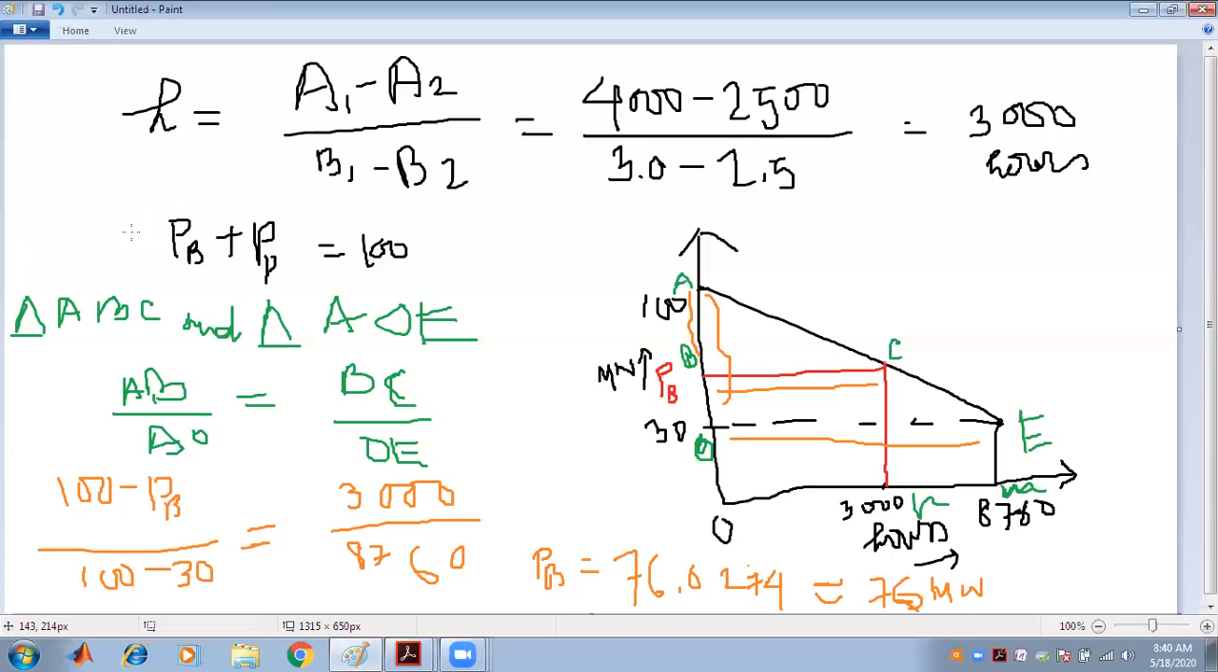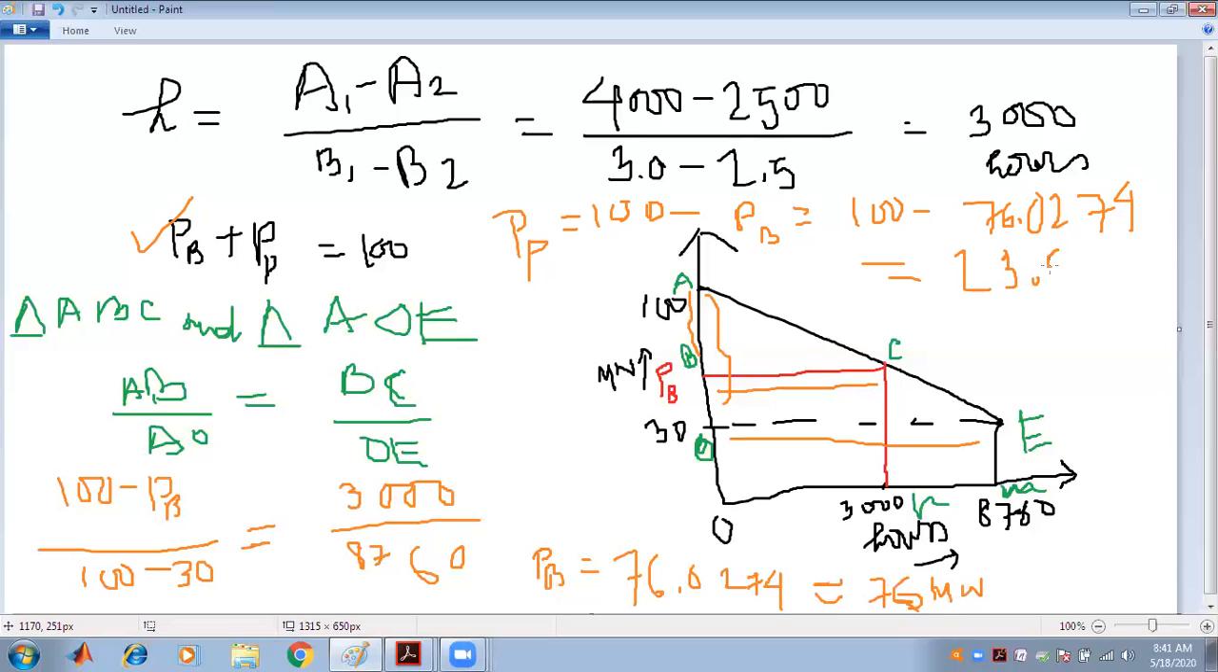Now from that equation we can also find the P_P. P_P equals the peak load, 100 minus P_B. If I put 100 minus this value, it is 23.9726 megawatt, which is nearly equal to 24 megawatt.